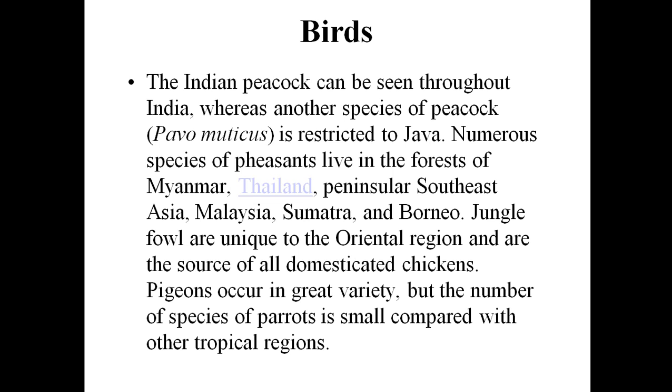Jungle fowls, which are considered the ancestor of all domesticated fowls, are unique to the Oriental region. Present-day domesticated chickens have all descended from them. Even pigeons occur in great variety. But one interesting thing is that the number of parrot species is very small compared to the number of parrot species that you see in other tropical regions.